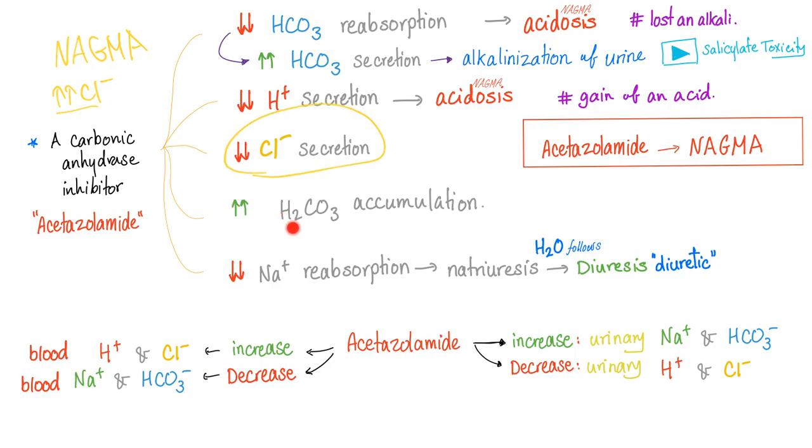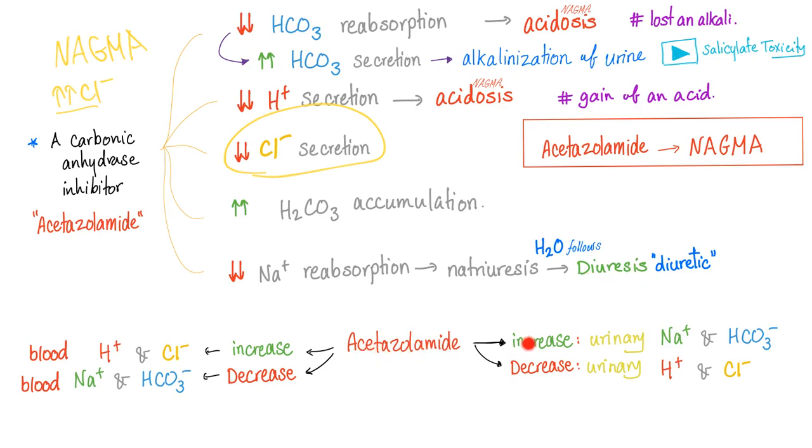Next, you will have increased carbonic acid accumulation. You'll have decreased sodium reabsorption and therefore increased sodium secretion. Water follows sodium, called osmosis. You'll end up with diuresis. That's why acetazolamide is a diuretic. It's not the most powerful diuretic, but it's a diuretic nonetheless.